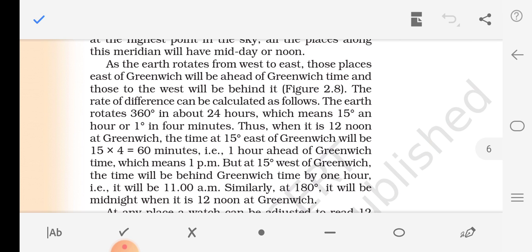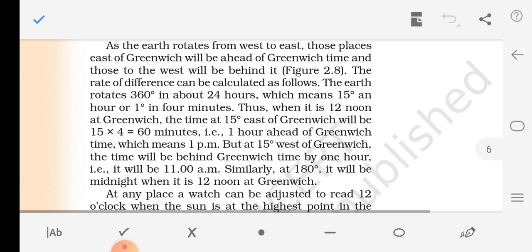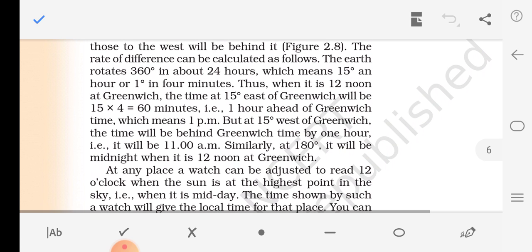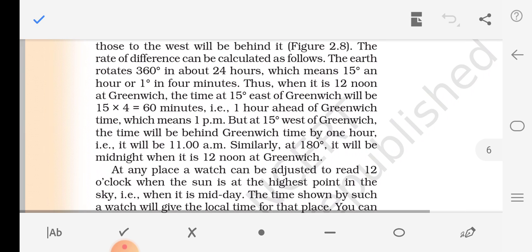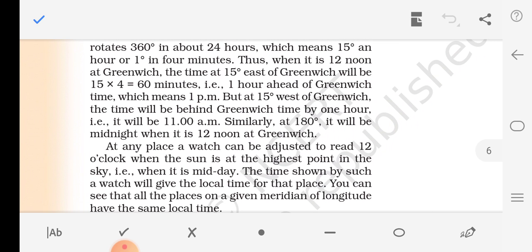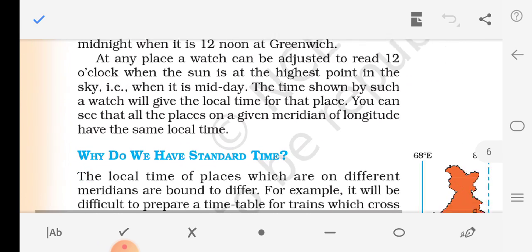The rate of difference can be calculated as follows. The earth rotates 360 degrees in about 24 hours, which means 15 degrees an hour or 1 degree in 4 minutes. Thus, when it is 12 noon at Greenwich, the time at 15 degrees east of Greenwich will be 15 into 4, 60 minutes. So 1 hour ahead of Greenwich time, which means 1 p.m.